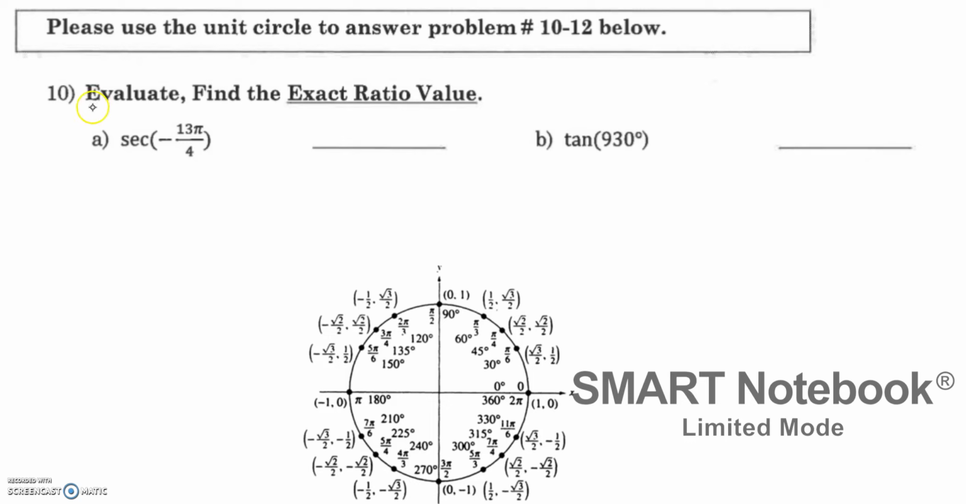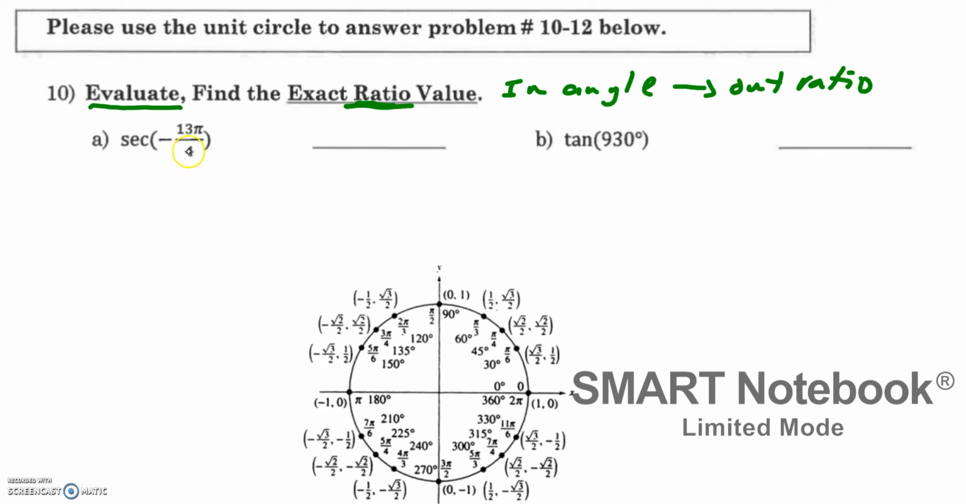Number 10 asks us to evaluate, or to find the exact ratio value. The reason the directions are as such is because if you take a look at A and B, they give you the trig function and they give you an angle. Whenever we're dealing with the unit circle, if we're plugging in an angle, out comes a ratio each time. And this ratio usually comes from a coordinate on the unit circle.